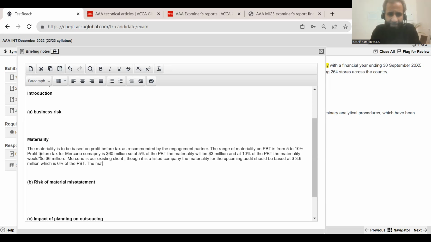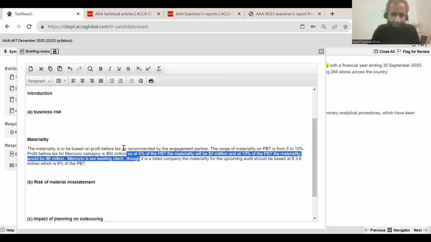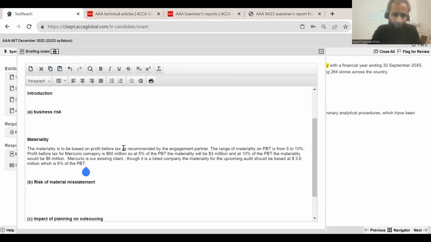The materiality threshold is also... Mercurio is our existing client. Though Mercurio is a listed company, that would be more sensible.